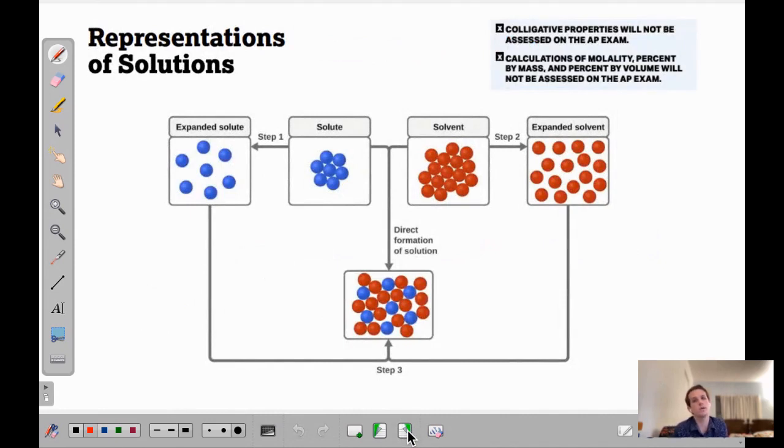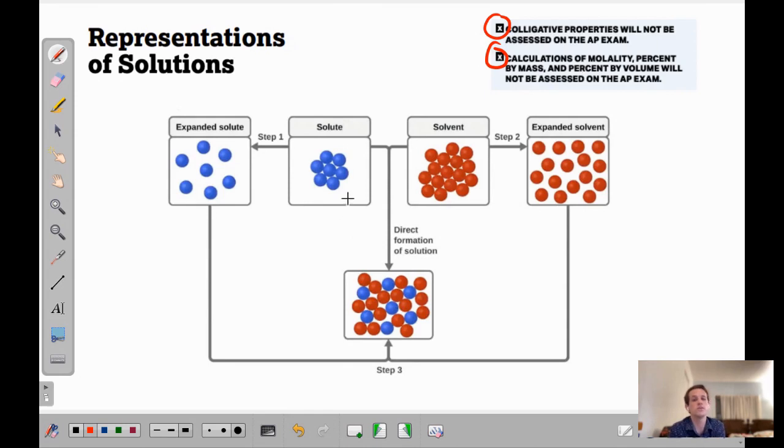The next section is the different ways that we can represent solutions. So we've got a couple of exclusion statements, and they say colligative properties will not be assessed on the AP exam. So that's basically how solutions affect melting point and boiling point. And the logic here is that that's apparently a basic chemistry concept you should have already learned before AP Chem. I don't know. Sometimes I read this College Board stuff and just scratch my head, but that's okay. And then we've got calculations of molality, percent by mass, and percent by volume will not be assessed on the AP exam.